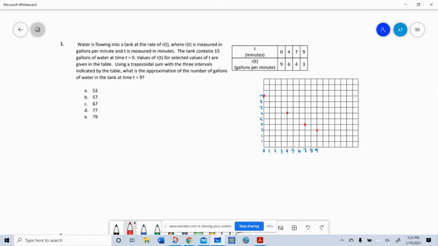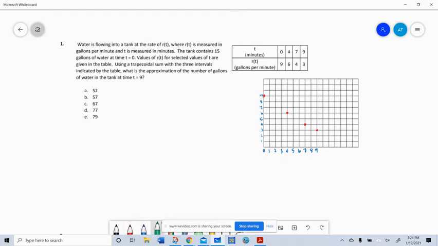Water is flowing into a tank at a rate of R of T, where R of T is measured in gallons per minute and T is measured in minutes. This is a rate and a time. The tank contains 15 gallons of water at time 0. Values for R of T are given in the table. Using a trapezoidal sum with 3 intervals indicated by the table, what's the approximate number of gallons of water in the tank at time 9?